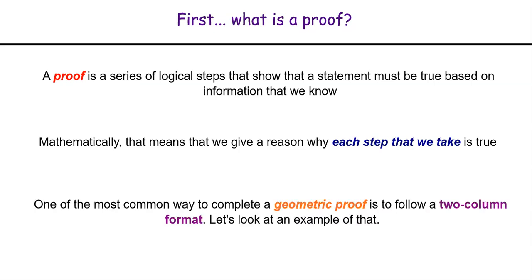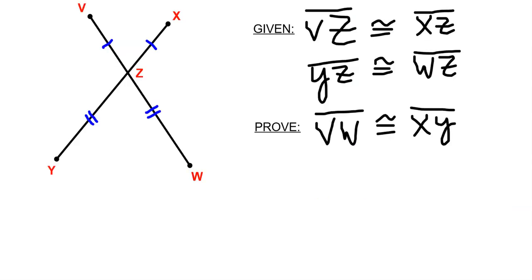In geometry, we often format proofs in something called a two-column proof. Before we talk about what exactly a two-column proof is, let's look at an example of it, and the idea will become, if not obvious, then more evident to you. An example of a geometric proof could be in a diagram like this. We know that VW and XY intersect each other at point Z. If we know that VZ and XZ are congruent, and we know that YZ and WZ are congruent, we would be asked to prove that VW is congruent to XY.